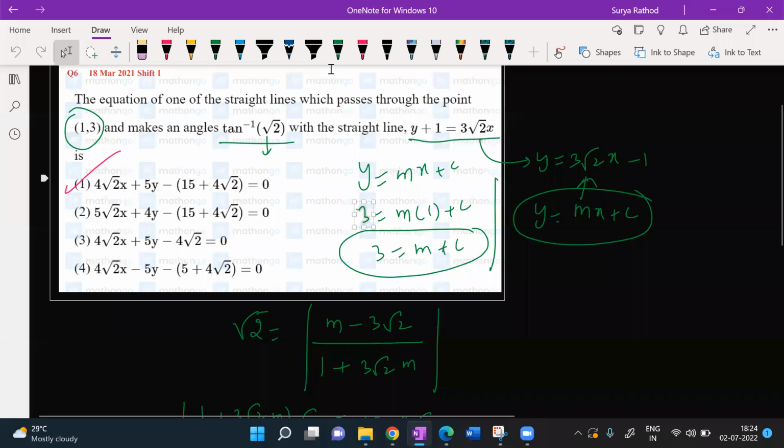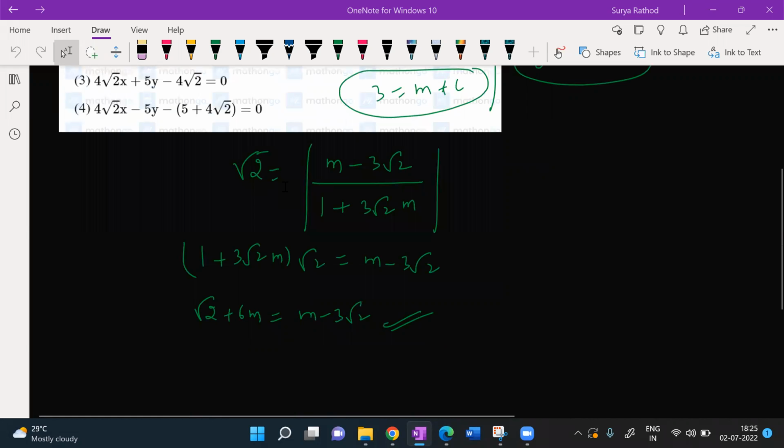Someone has texted me. Who is this? Substitute (1, 3) in the 4 options. Very good. That is also one of the ways to do it. Good. If I ask you to follow the procedure, then how would you be able to solve that? One second. That is also correct.